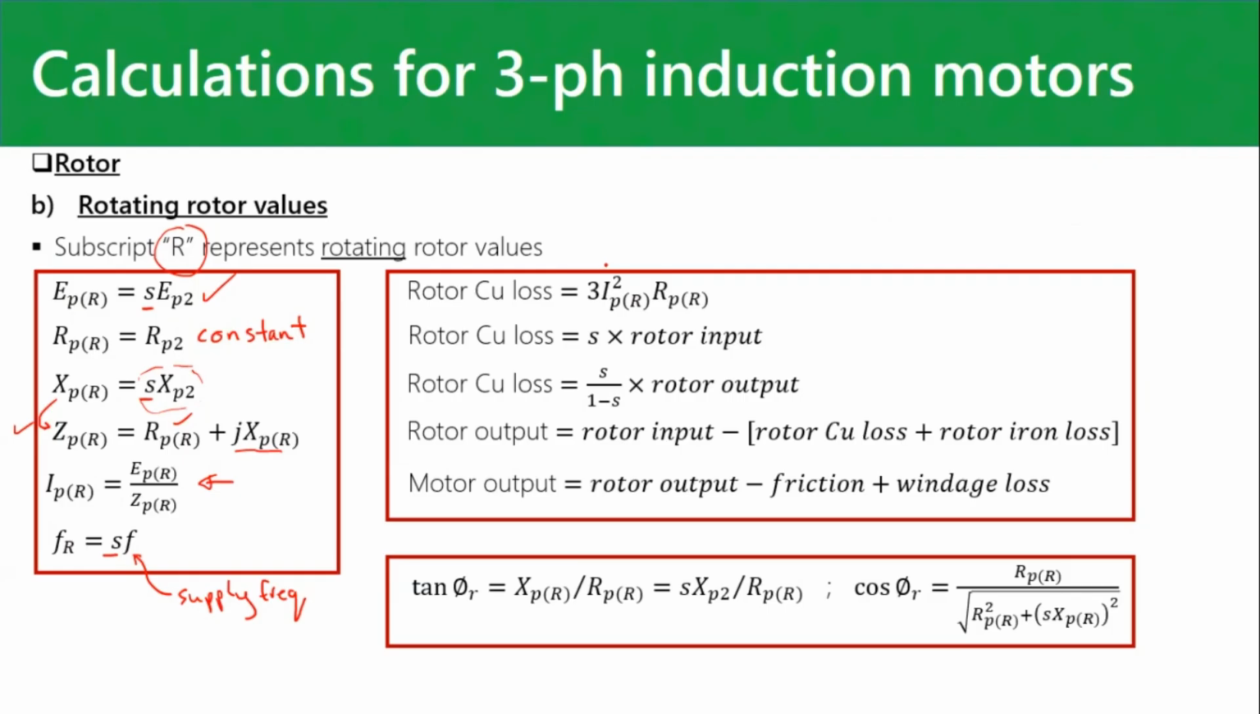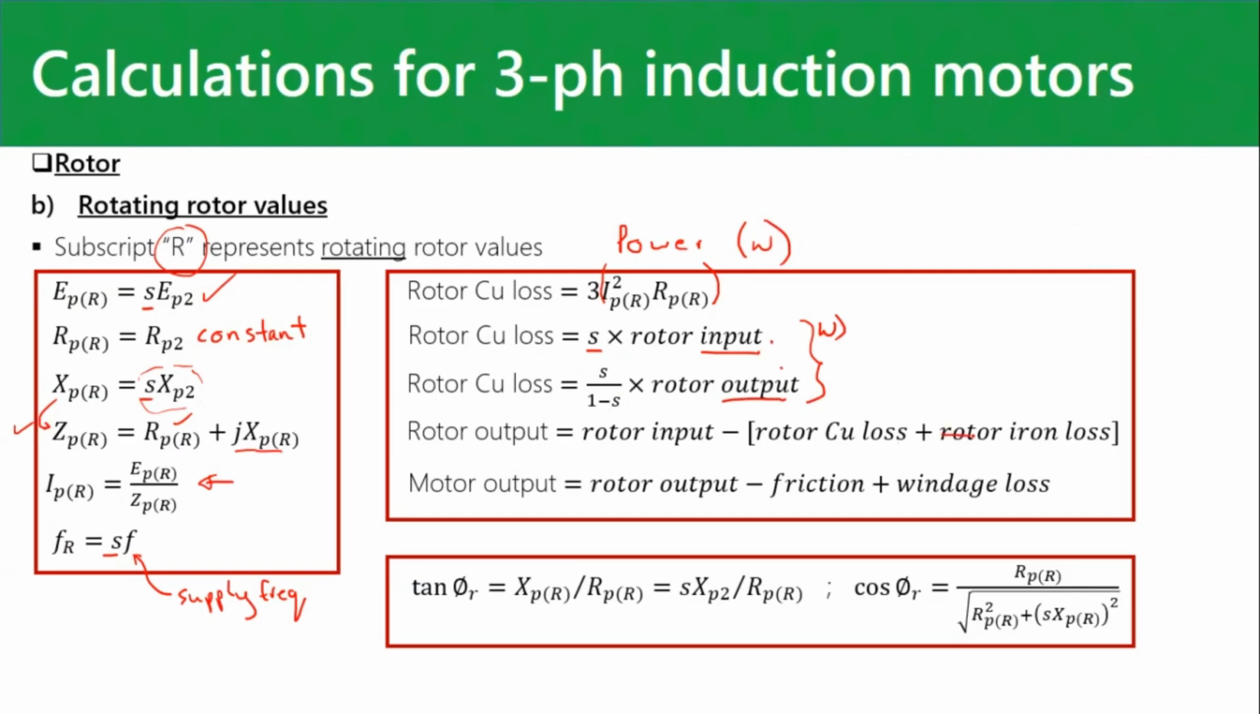Rotor copper losses is 3 times these phase values of I squared R. So this is all now power. Now these two are very important. Rotor copper losses is S times rotor input power. So we're talking about power, eh? Watts. All of this is in watts. Rotor copper loss is also S over 1 minus S times rotor output power. Make a note of those. You will always use them.